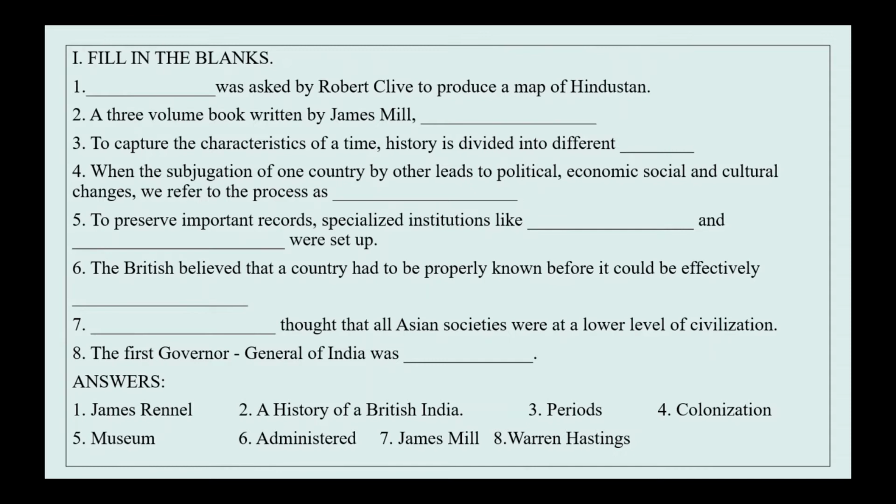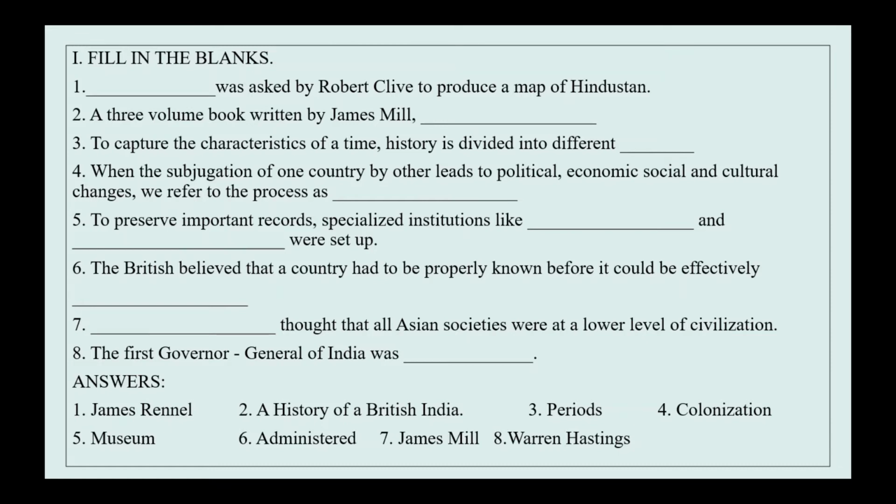Children, now let's see fill in the blanks based on this chapter. First question. Dash was asked by Robert Clyde to produce a map of Hindustan. Who was asked by Robert Clyde to produce a map of Hindustan? Just now we saw, right? James Rennell, right? Then, second one, a 3-volume book written by James Mill Dash. What is the name of the book? A 3-volume book written by James Mill, right? The name of the book is A History of British India.